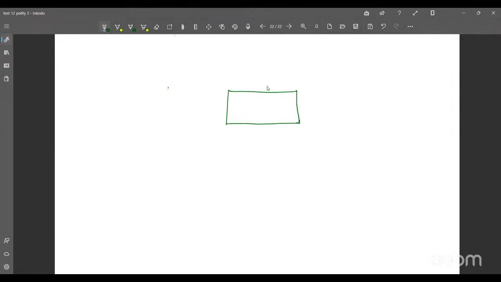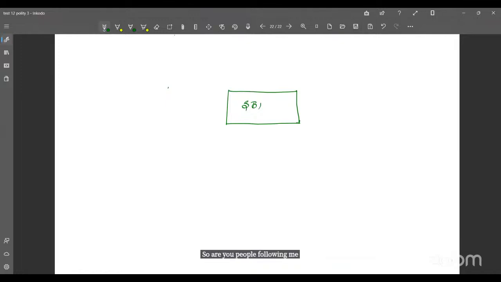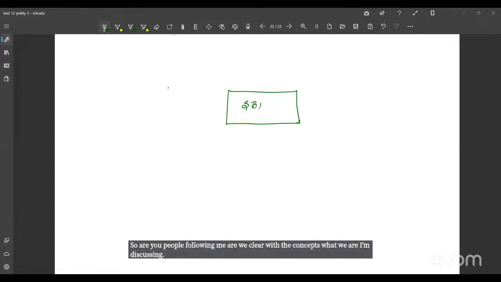So let's say there is this bank, we'll take SBI as an example. So, State Bank of India. So are you people following me? Are we clear with the concepts we are discussing? பேசுறதா புரியுதா?